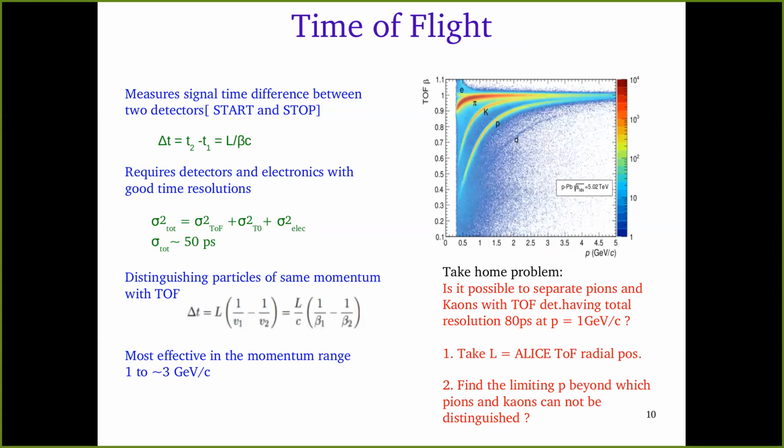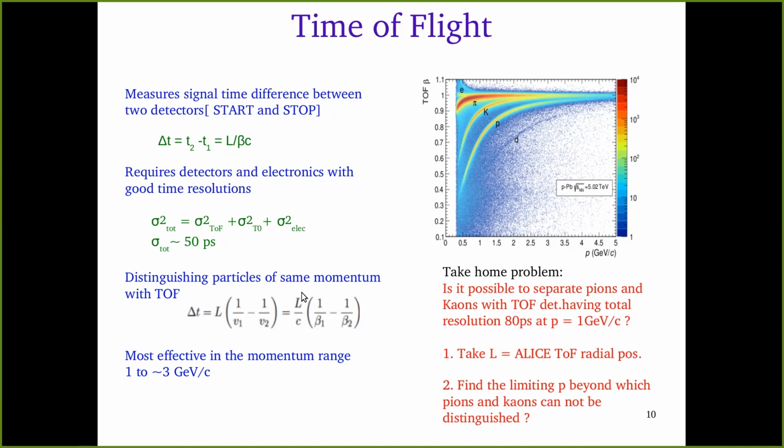So with this information, let me give you a tiny take-home problem. Is it possible to separate pions and kaons with a TOF detector that has a total resolution, sigma total, of around 80 picoseconds at a momentum of 1 GeV/c? You can use this formula to calculate whether it is doable or not, and you can take the L value as the ALICE TOF distance from the vertex, that is the radial position. Also try to find the limiting momentum beyond which pions and kaons cannot be distinguished. These two are take-home problems for you. Try to solve them and then email me. My email address is given in the first slide.